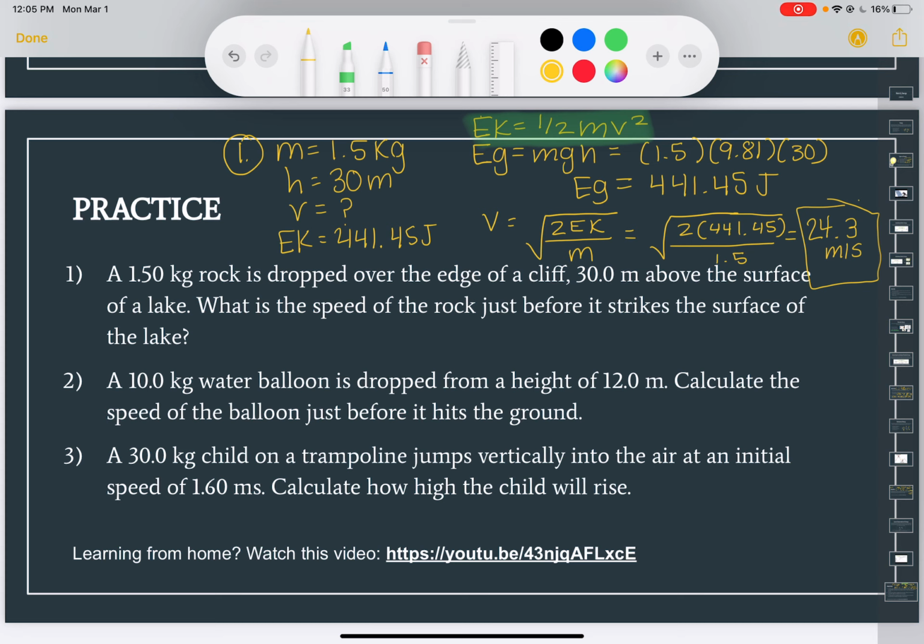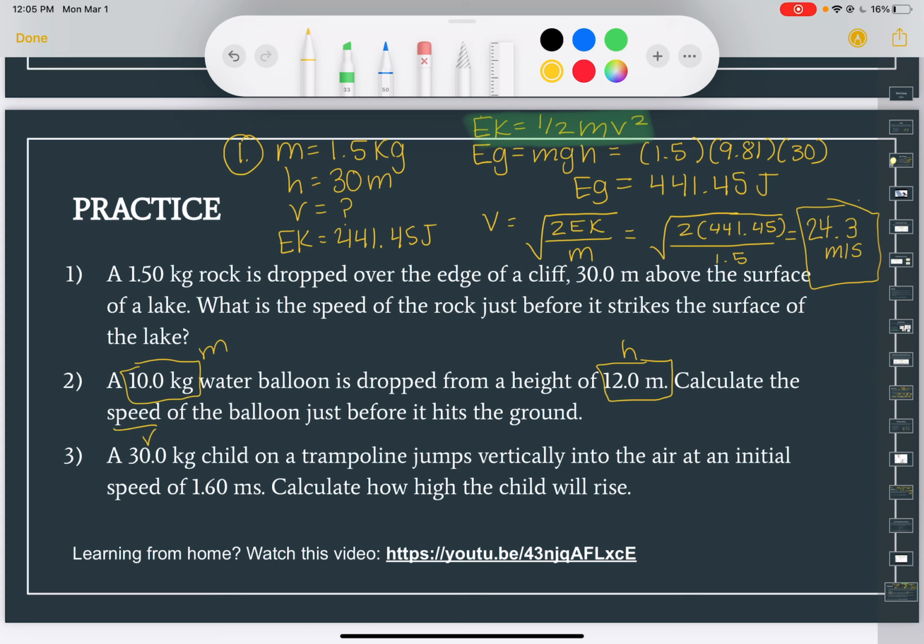All right. I can try the next one, I guess. It says a 10-kilogram water balloon is dropped from the height. So I'm gonna just, as I go through this, pick out pieces. That's in mass. And it's dropped from a height, that's an h. Calculate the speed. So again, this is a velocity.